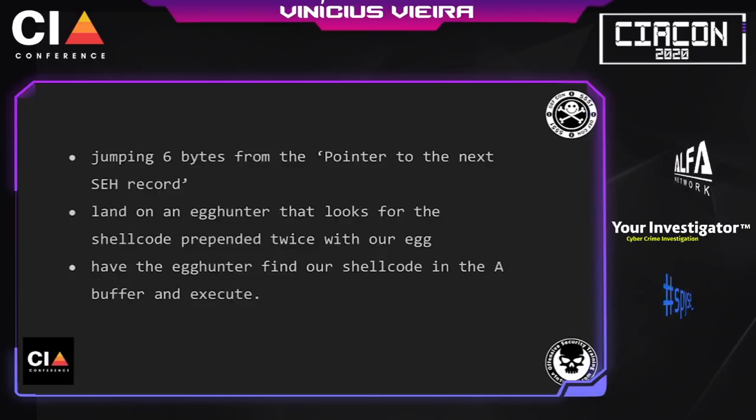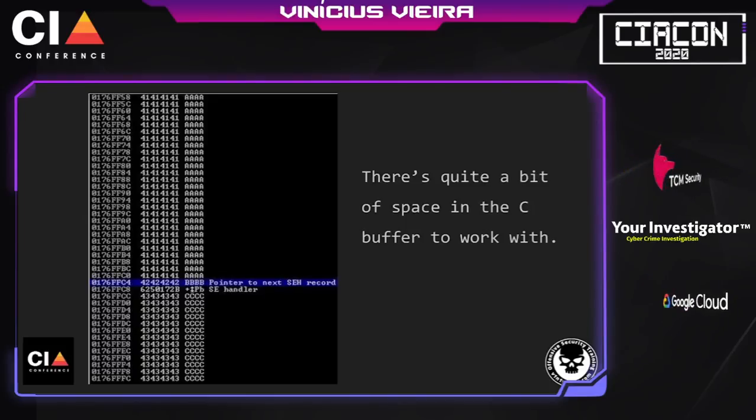Instead of jumping back 768 bytes with our pop ECX, decrement, jump to ECX, we could also simply squeeze an egg hunter into our C buffer that we are jumping 6 bytes forward in. Here is what we looked like sitting on the pointer to the next SEH record, which at the time was filled with B values.